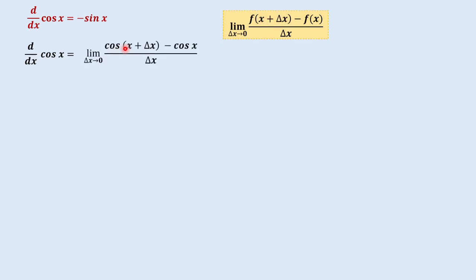How about for the derivative of cosine x is equal to negative sine x? So let us use the limit definition. So the given function is cosine x, so that would be our f of x. So the f of x plus delta x would be cosine of x plus delta x. Again, we're just going to substitute x plus delta x to the x variable in the given function.